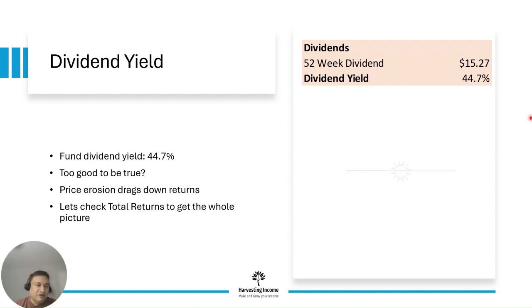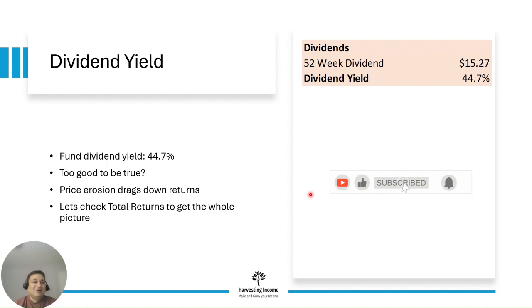If it is a monthly dividend payout, I would have just summed 12 dividend payouts. Since we are talking about weekly dividends, I have to go back 52 weeks and sum up all the dividends. That comes to about $15.27. And the fund is around $34. So roughly its dividend yield is coming up to 44.7%, which is extremely good. Is it too good to be true?